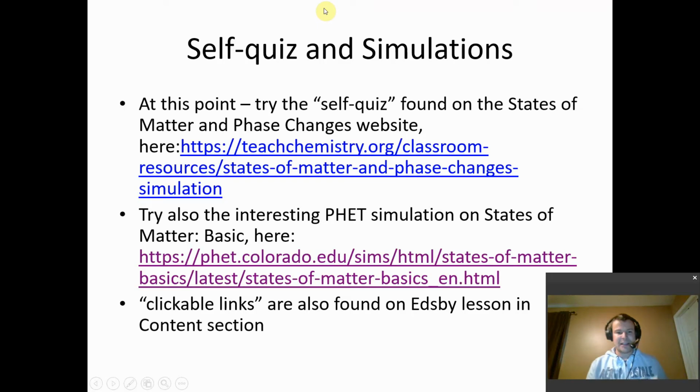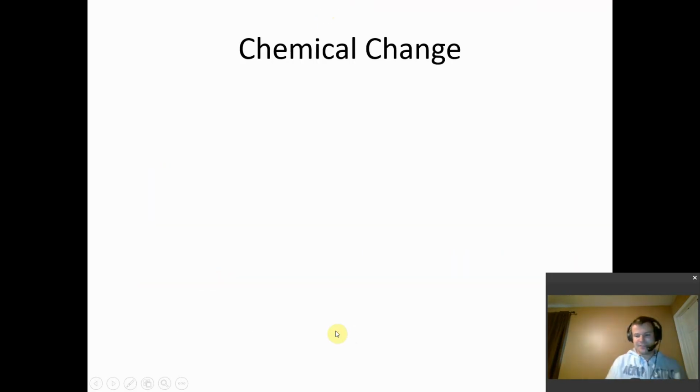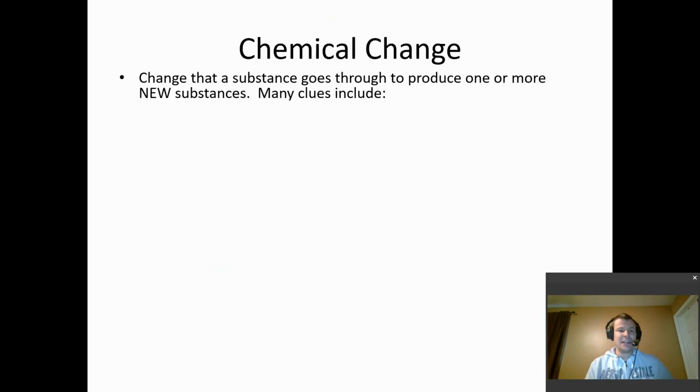Okay, let's just go back to my lesson here and just finish this off. So the last one is chemical change. Chemical change is the change that a substance goes through to produce one or more new substances. So this is what we were going to call a chemical reaction. Now a chemical reaction is the foundation, the focal point of the unit. This is what we're going to be studying as we go through this chemistry unit in grade 10 science: what are chemical reactions.